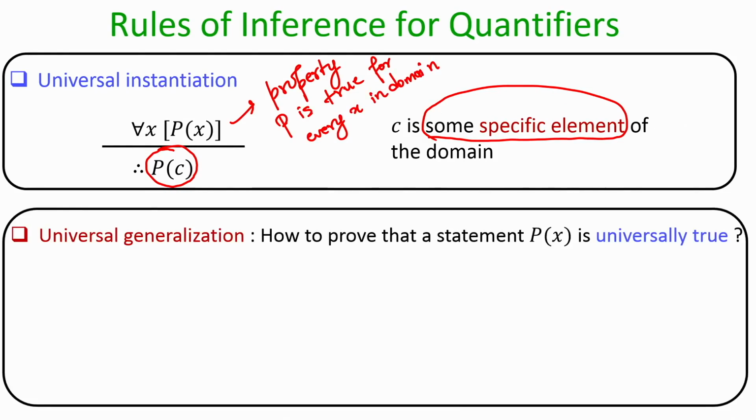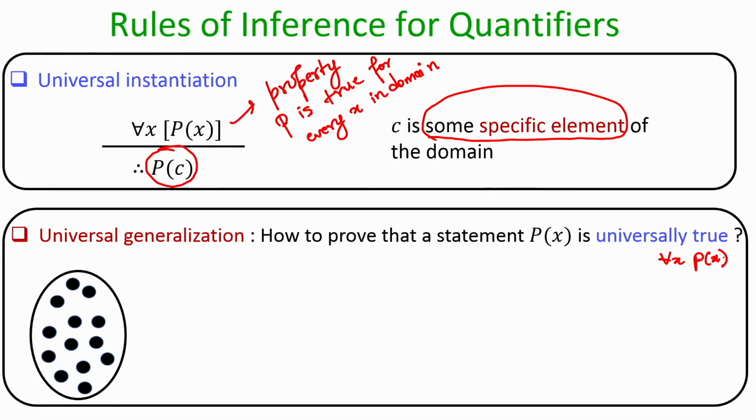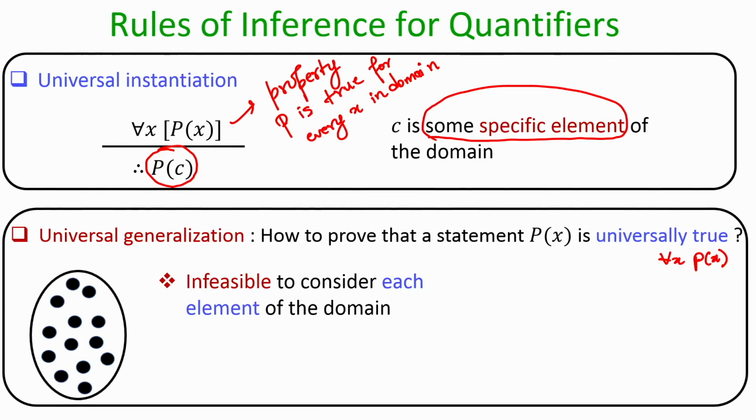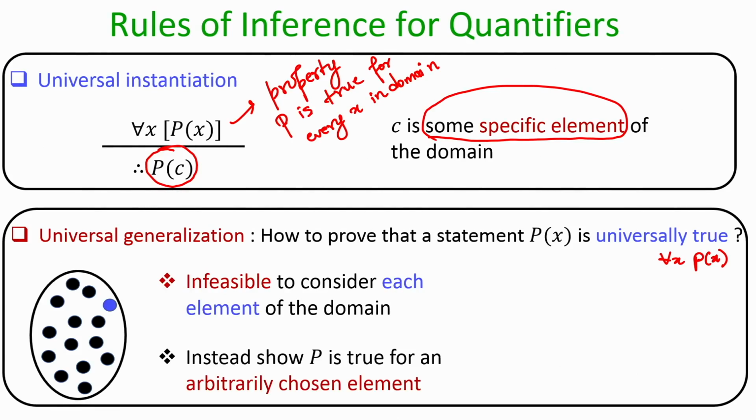Okay. Whereas, universal generalization has a different argument form. So, what exactly is universal generalization used for? Imagine you want to prove that a property P is true for every x in the domain. That means, you want to prove or assert that for all x P of x is true. How do you do that? One option could be that you check whether property P is indeed true for x1 or not, x2 or not, x3 or not, and so on, where x1, x2, x3 etc. are the various values in your domain. But this becomes infeasible if your domain is infinitely large.